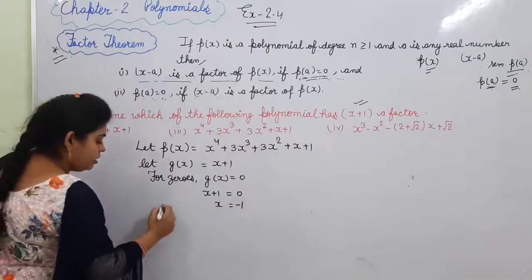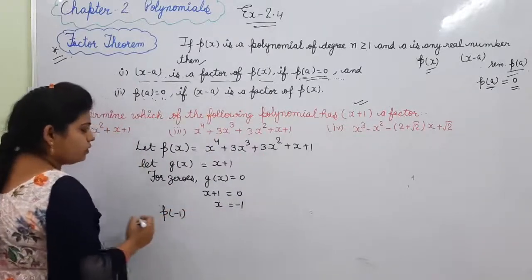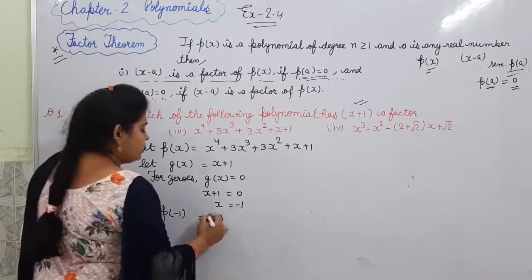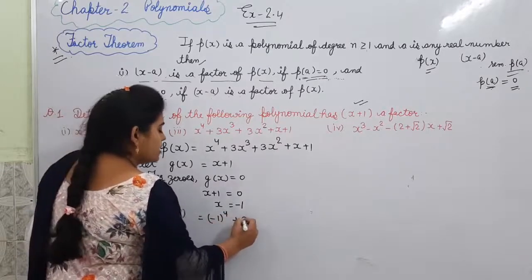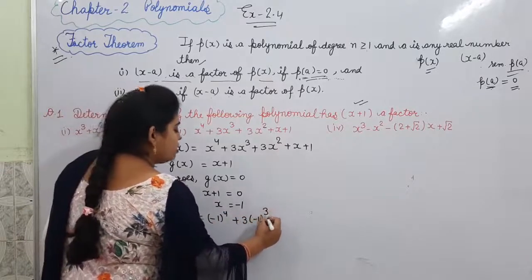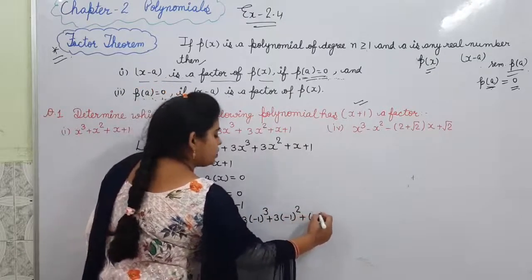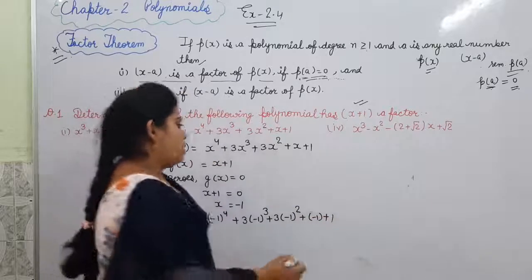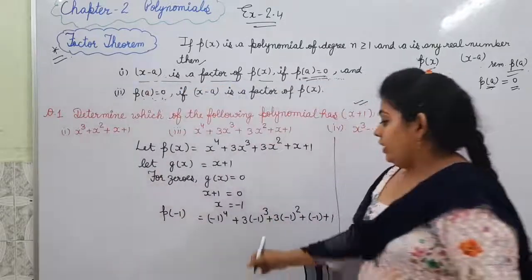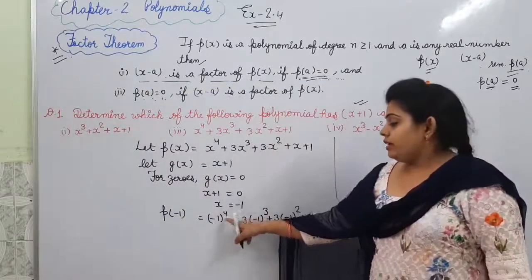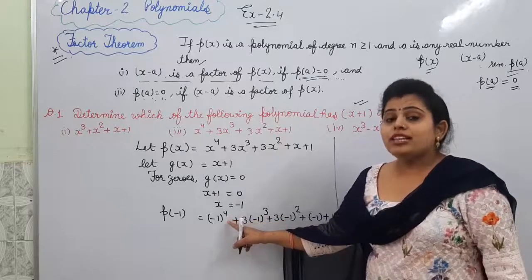So here P of minus 1 we will find minus 1 raised to power 4 plus 3 into minus 1 cube plus 3 into minus 1 square plus minus 1 plus 1. Now we will solve it. Minus 1 raised to power 4 means power is even.